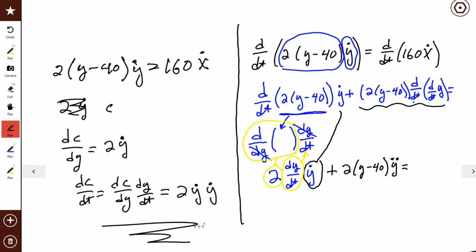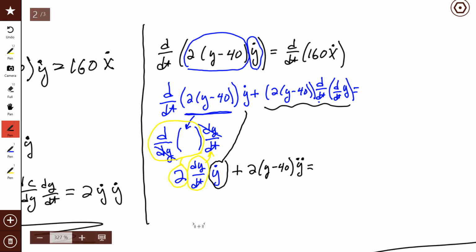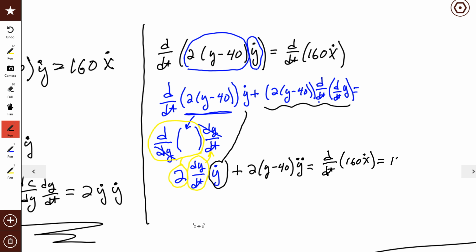Okay, and that equals, and let's get the right hand side. On the right hand side, I have the same problem that I had before. I want to take the time derivative of 160 x dot, and that would be 160. Just bring that out in front, and you have the derivative of x dot, which is the second time derivative of x. So that's on the right hand side.